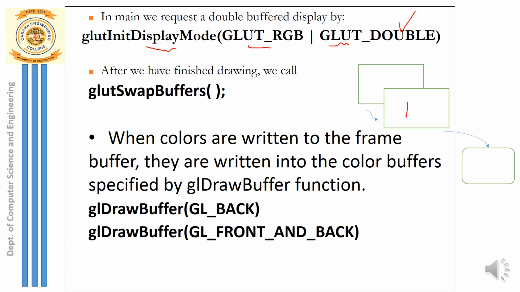As I already said, this is our front buffer, next this is our back buffer, and this is our display window. The moment we call glutInitDisplayMode, our buffers are initialized, and then a very important function that you use here is glutSwapBuffers. So what does swap buffers do?